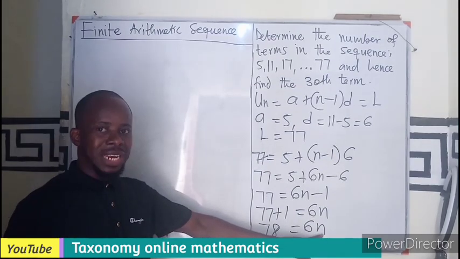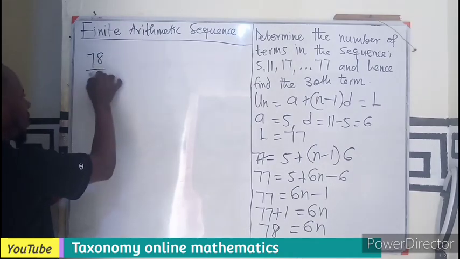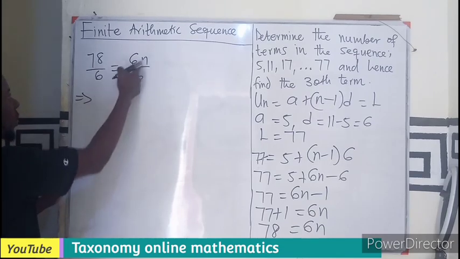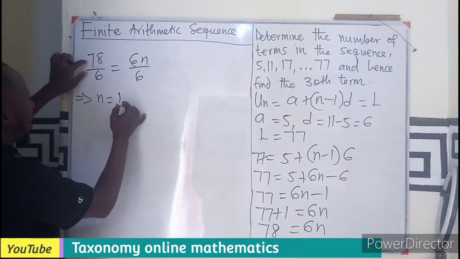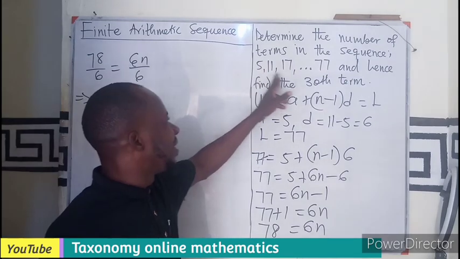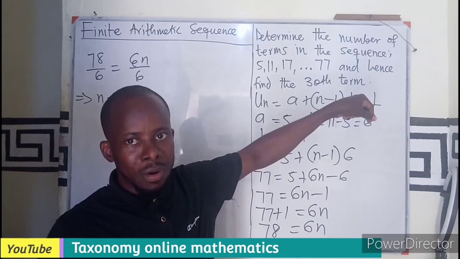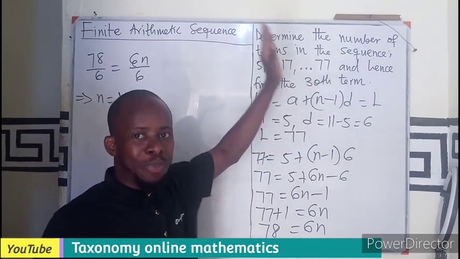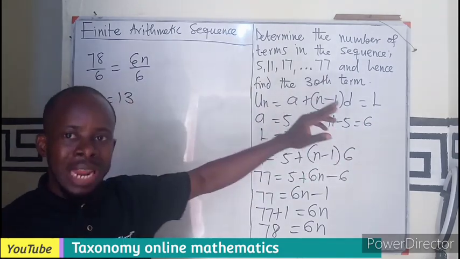So we need the n. So we divide through by the coefficient 6: 78 over 6, 6n over 6. That implies that your n is going to be 13. Meaning there are 13 different elements to have the 77 as the last term. Right? I believe you get the concept. So it means all the elements that are present to make 77 the last term is just 13 different elements.